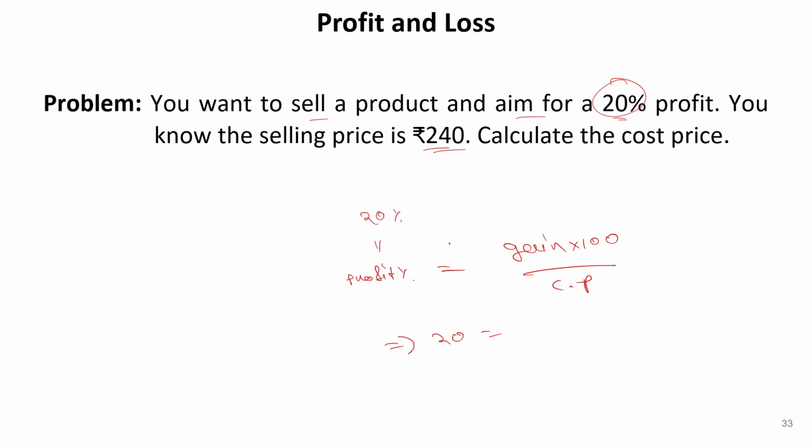So we don't know the gain price, right? But we know the selling price. Okay, so selling price is equal to what? Selling price is equal to CP plus gain. So this implies that gain is equal to selling price minus CP.